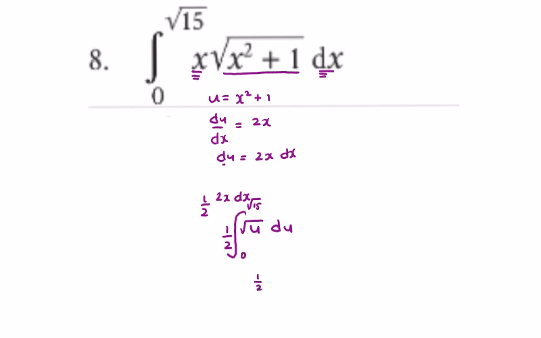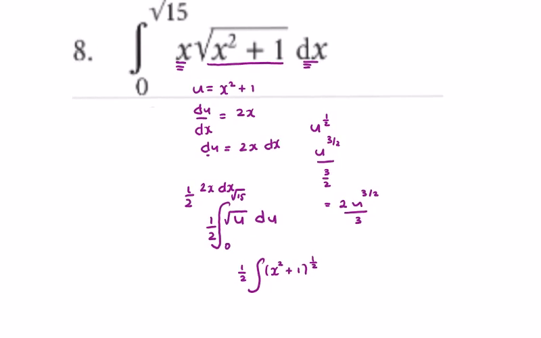So we have a half times the square root of u, which I'll write to the power of a half actually, a half the integral of u, which will be x squared plus 1, so x squared plus 1 to the power of a half. Actually it might be easier just to do u to the power of a half just to show you. So u to the power of a half is going to be u to the power of 3 over 2 divided by the new power, which will be equal to 2u to the power of 3 over 2 divided by 3. That's between root 15 and 0.